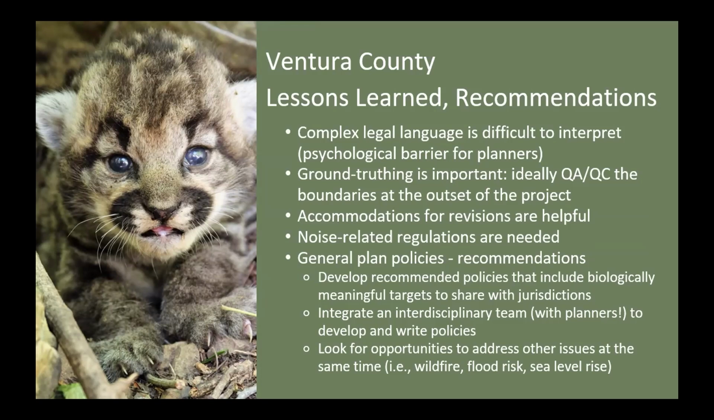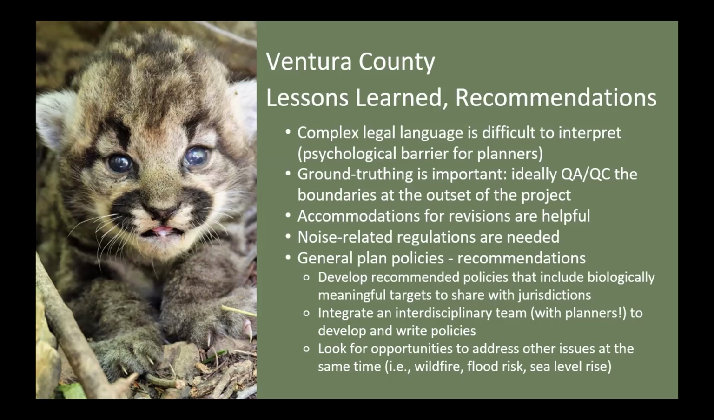Ground truthing is really important as well. Ideally, it happens before the boundaries get set, but understanding that that's not always possible, it's really important to have accommodations for revisions so that we can ensure that what needs to be prioritized is being prioritized. And then they didn't have any noise-related regulations in their original ordinances, and they did really regret that. And so they want to ensure that noise-related minimization and mitigation measures are considered.